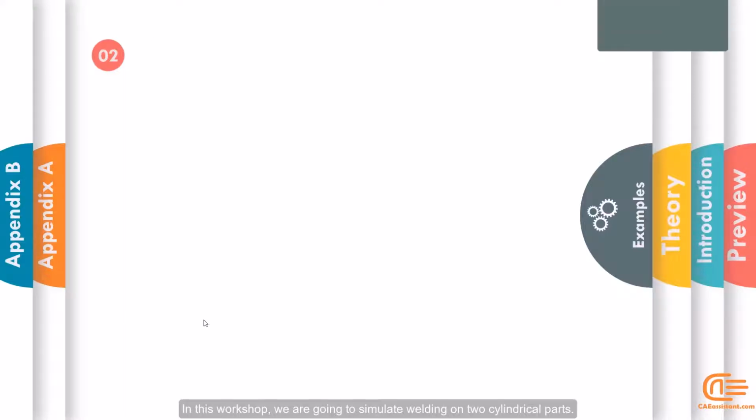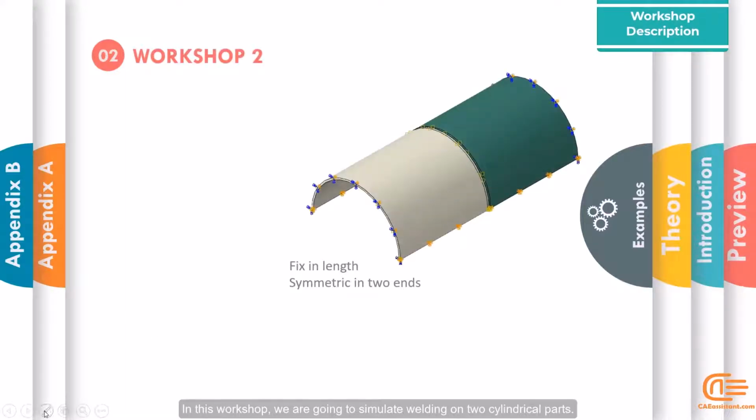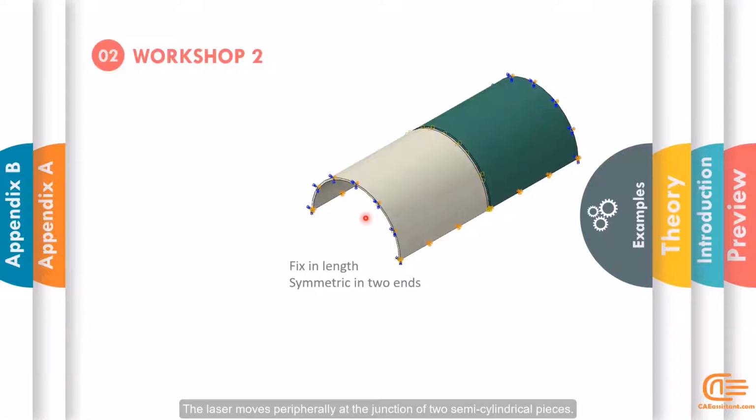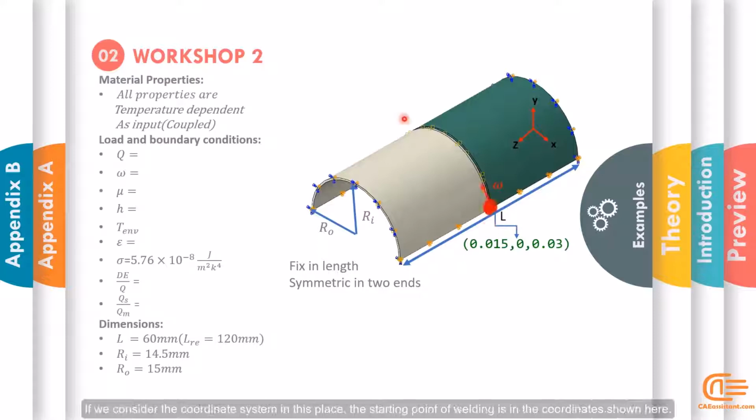In this workshop, we are going to simulate welding on two cylindrical parts. The laser moves peripherally at the junction of two semi-cylindrical pieces. If we consider the coordinate system in this place, the starting point of welding is in the coordinates shown here. Both parts have the same mechanical properties and are temperature dependent.